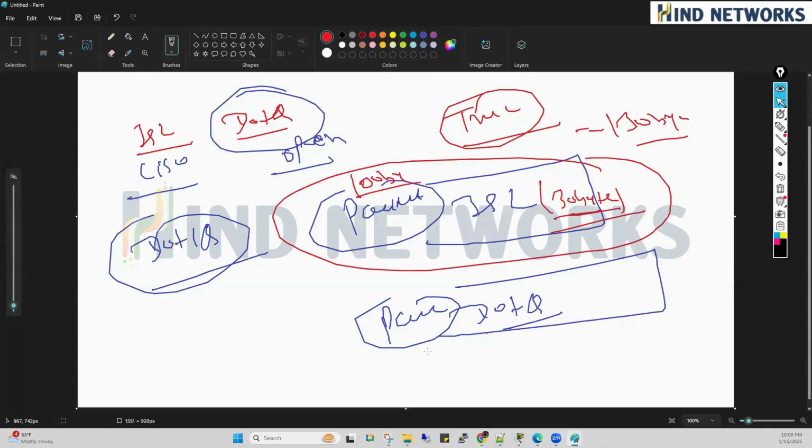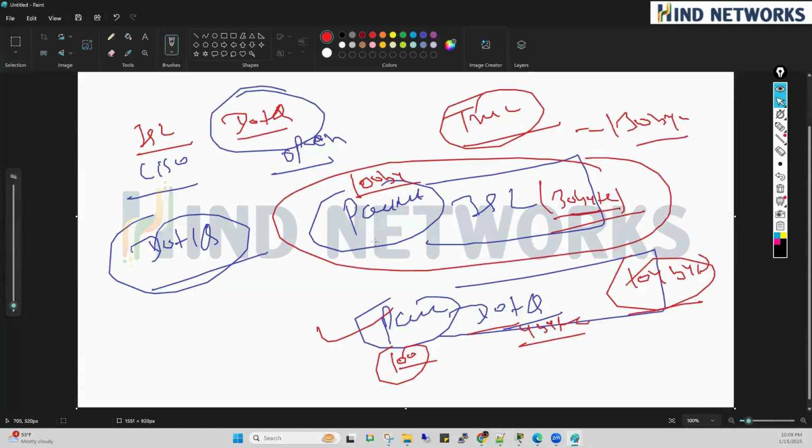But if you are using .1q, your packet size is 100 bytes, and .1q adds only 4 bytes of extra information. How many? 4 bytes. So the total packet size is how many? 104 bytes. Now tell me, which one will you prefer? We prefer .1q because the size of the packet is less.